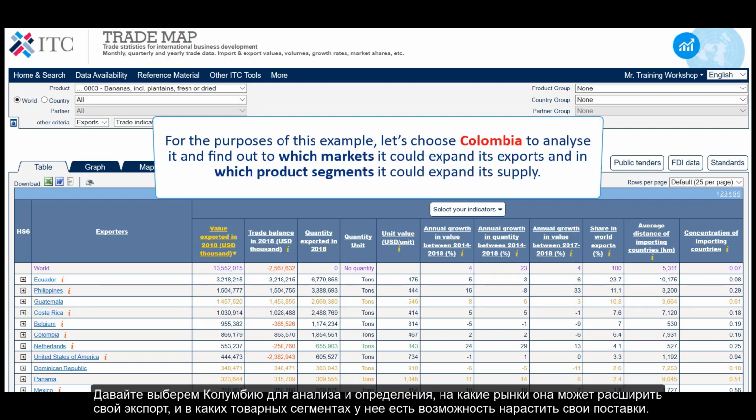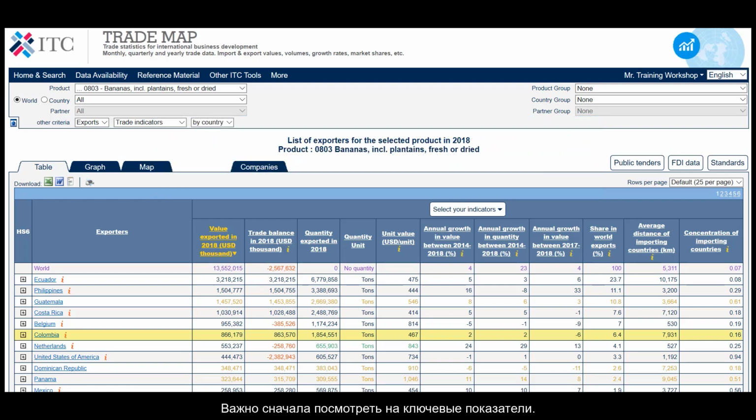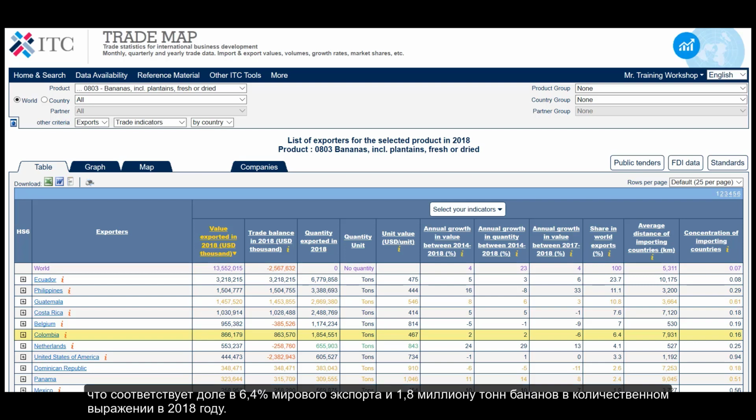For the purposes of this example, let's choose Colombia to analyze it and find out to which markets it could expand its exports and in which product segments it could expand its supply. It is important to first have a look at the most important figures. For example, Colombia exported a total value of $866 million, which corresponds to a share of 6.4% in world's exports, and a quantity of 1.8 million tons of bananas in 2018.